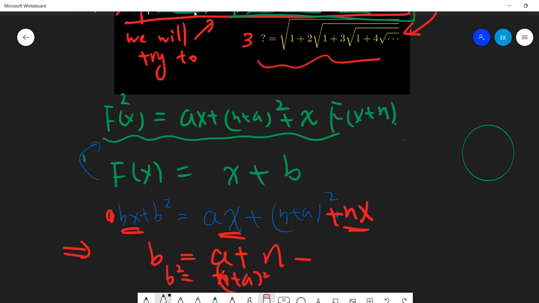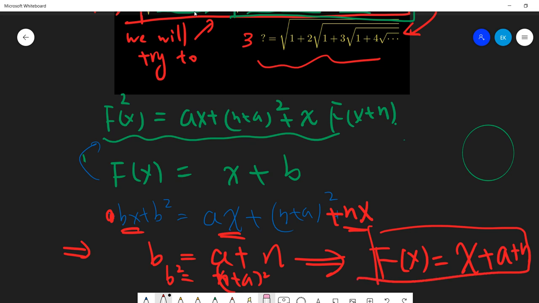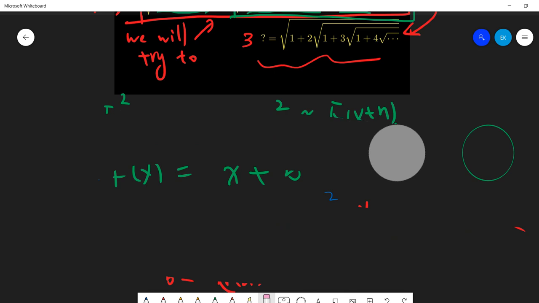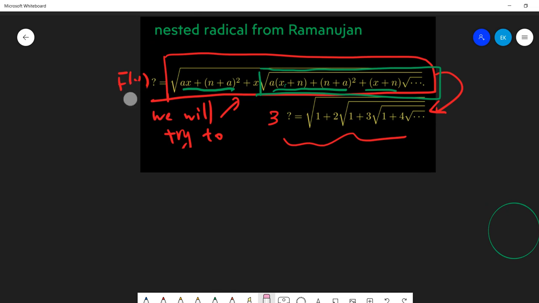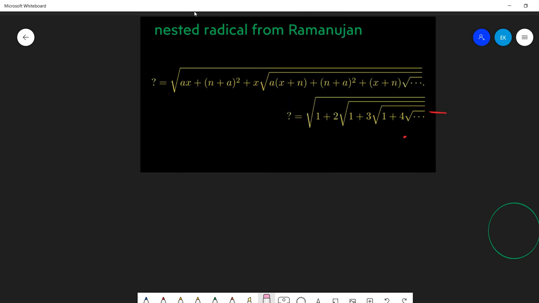Okay, so the final answer will be f of x can only be chosen to be x plus a plus n. Okay, so this is the final result. So let's clean the table and use this generalization result to get the famous answer 3.